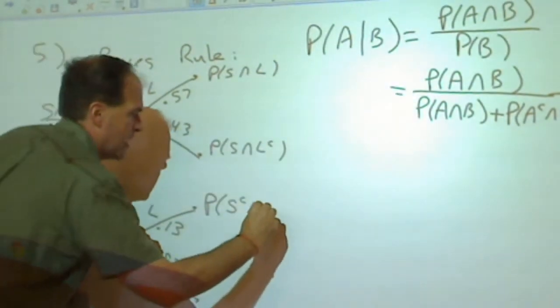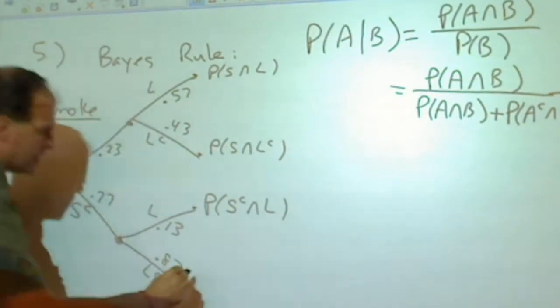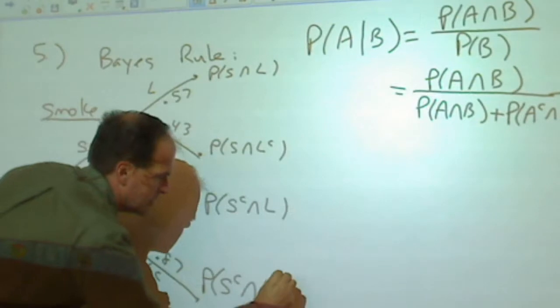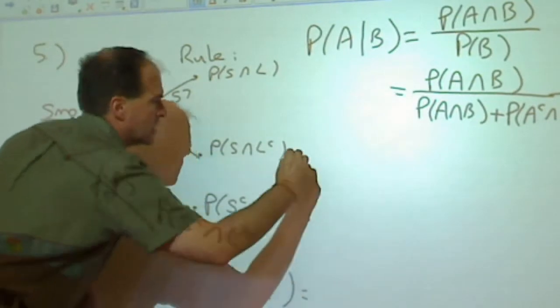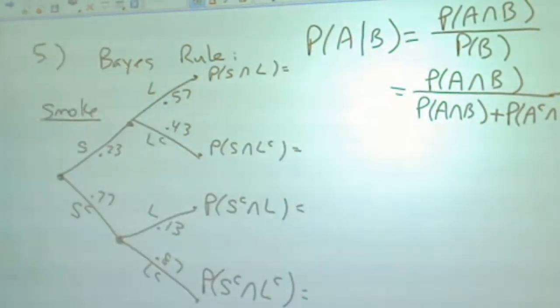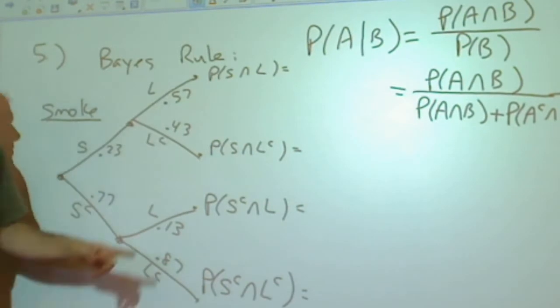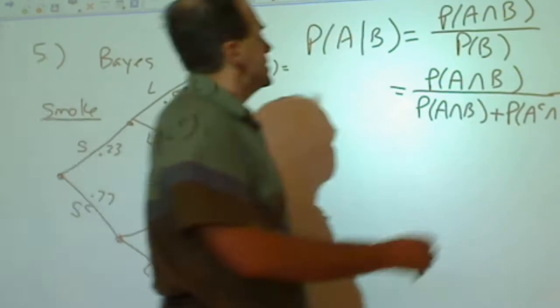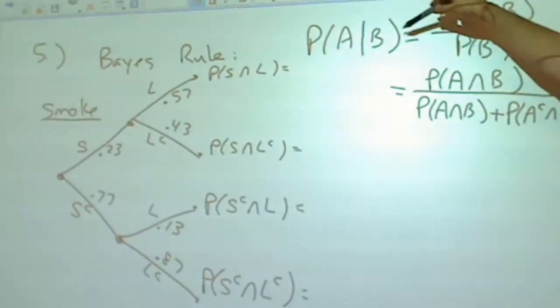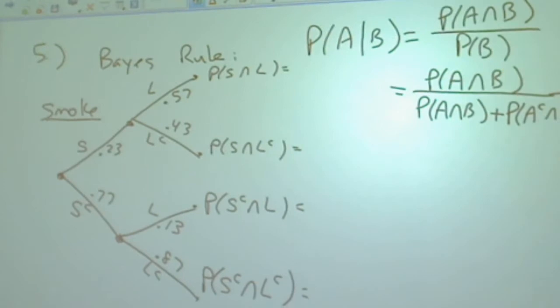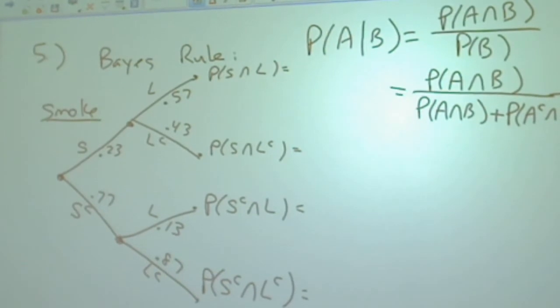Not smoker and lung condition. This bottom one is not smoker and not lung condition. And this should be all the probabilities you need. So I have all the information here. If I'm being asked a conditional probability question, we happen to be asked that: what is the probability that someone who has lung condition was a smoker?